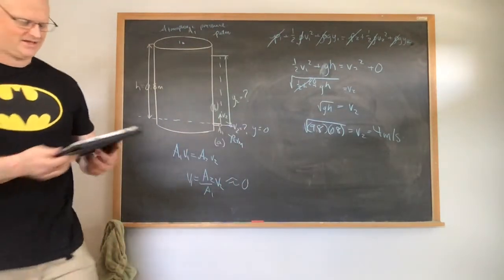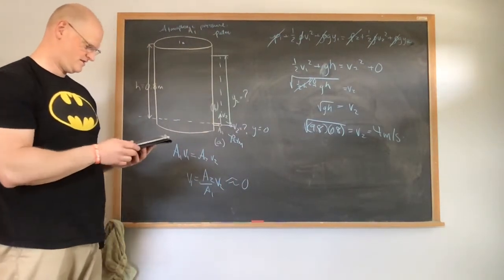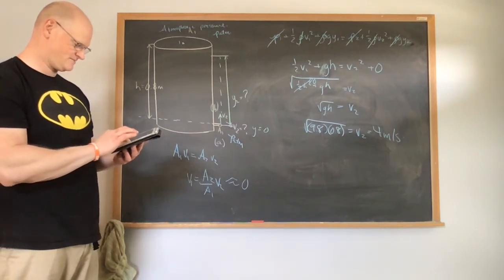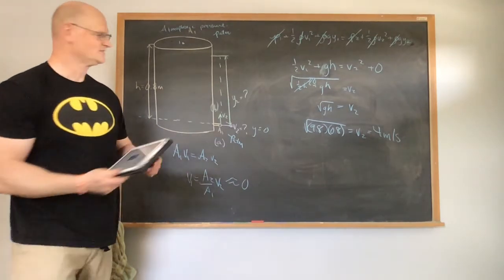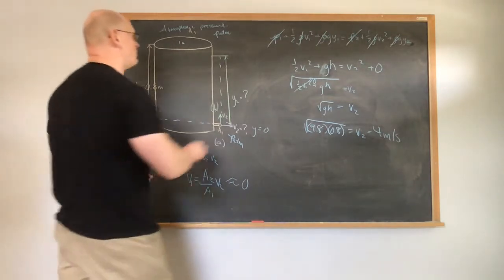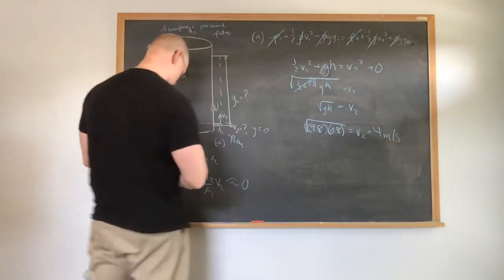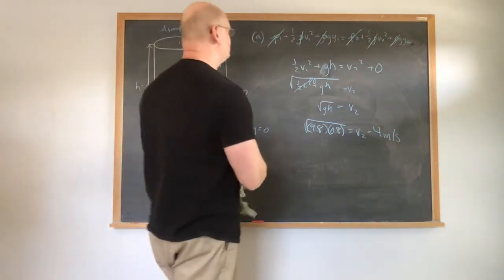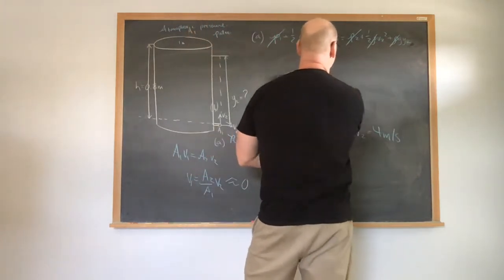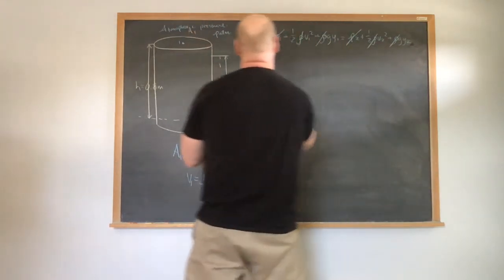So good. So this is our velocity by the time it comes out through the bottom. Yes, 4 meters per second. Good, so that's part A. Now part B, we're going to basically do the same thing. So let me erase all of this. So now for part B.